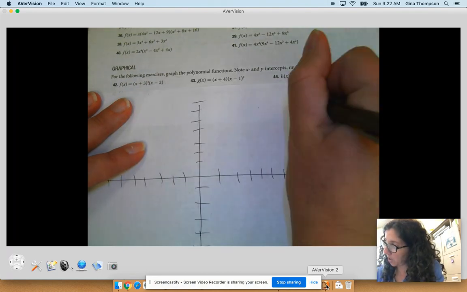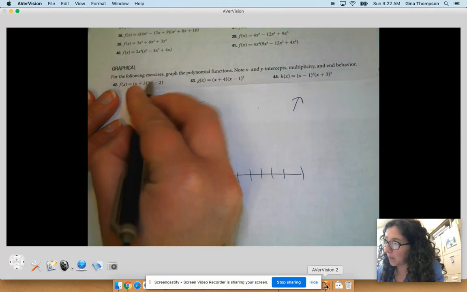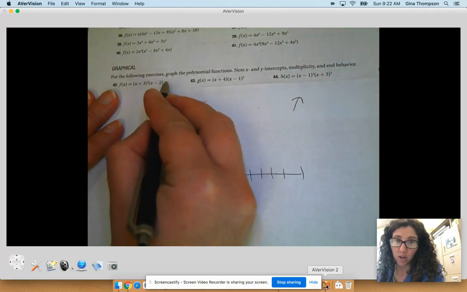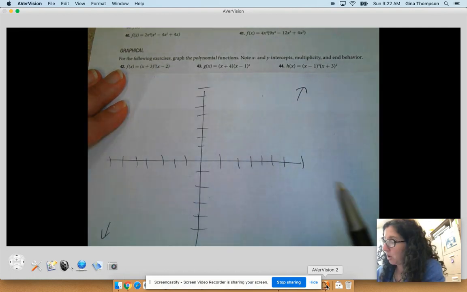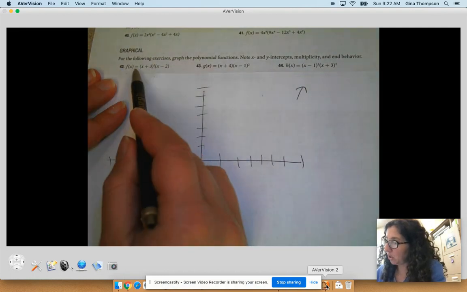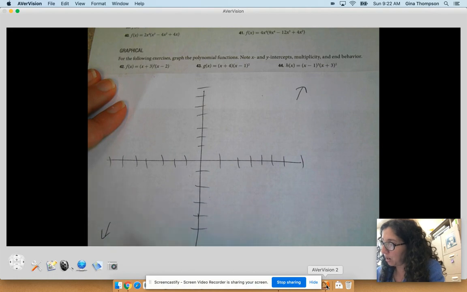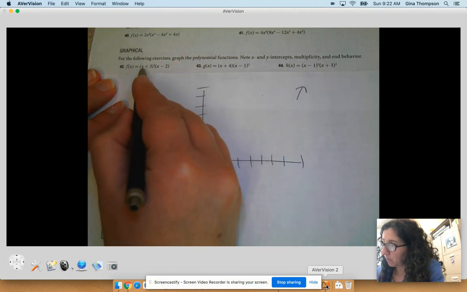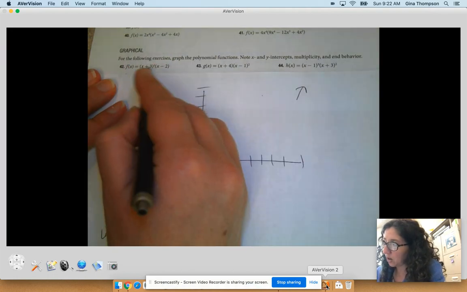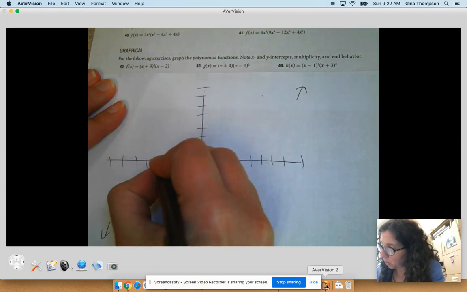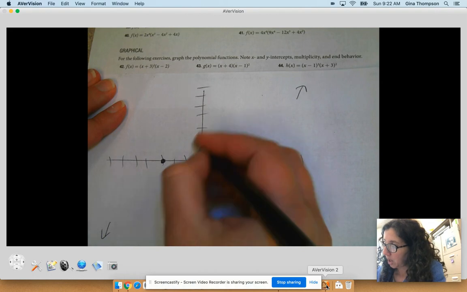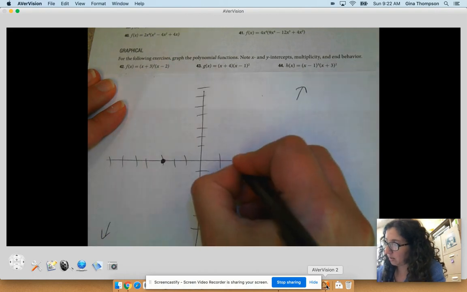So it's going to go up over here and down over here, right? Because if we add these exponents, we get 3. So it's an odd degree polynomial, with a positive leading coefficient. So it's going to go up over here, down over here. There's an x-intercept at -3, where it's going to touch and turn. And there's one at 2 where it's going to cross.